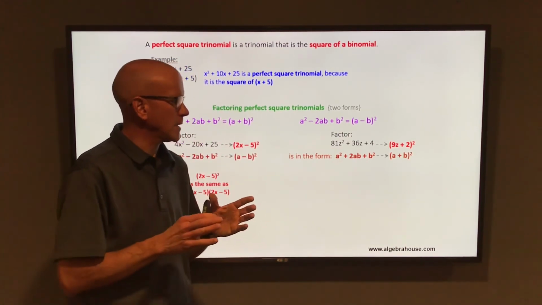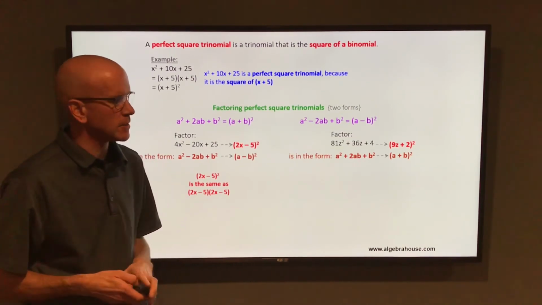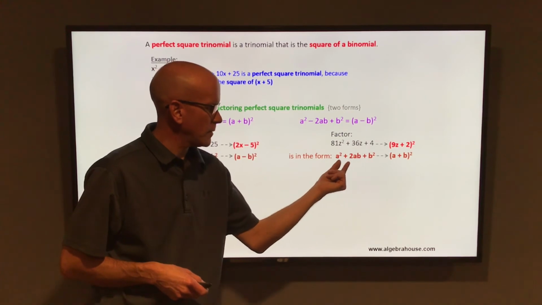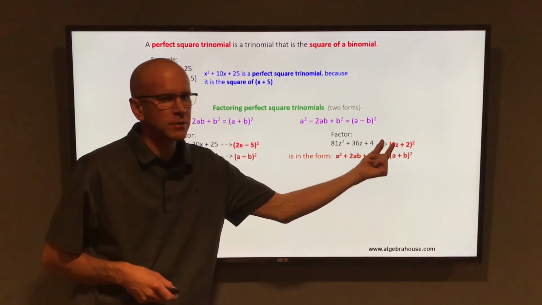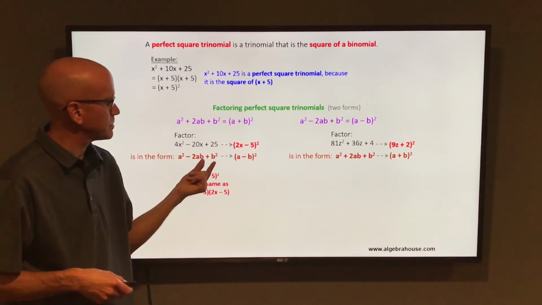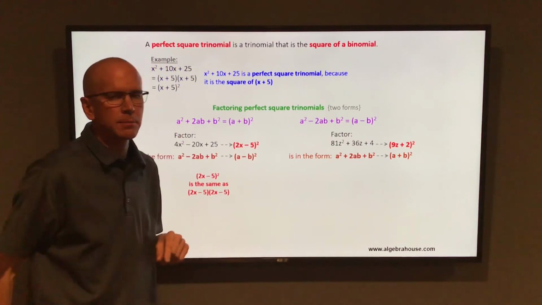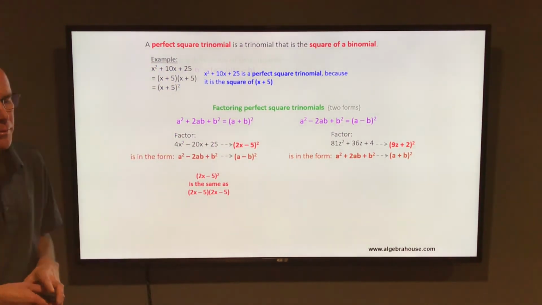So again, recognizing they're in the form of perfect square trinomials, it's a little tricky. It takes a little practice. But the factoring part, that's easy. Once you know it's in the form of a squared plus 2ab plus b squared, it factors into a plus b squared, or a squared minus 2ab plus b squared, it's a minus b squared. These two are very similar. The only difference is a plus and a minus sign. That is how you factor a perfect square trinomial.